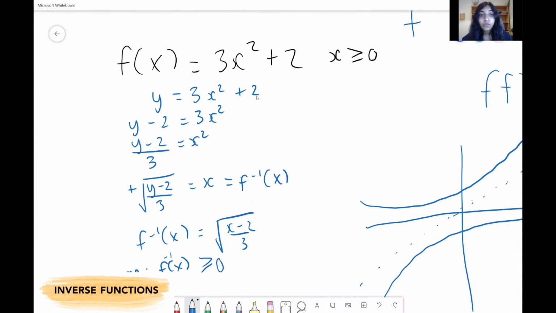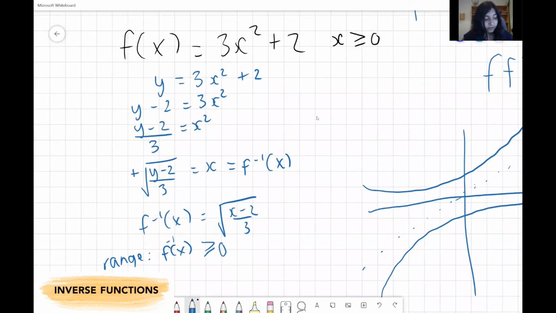So for this, what would the range of f of x be? If all the values of x have to be greater than or equal to 0, the smallest value of f(x) that you'd get would be if x is 0, so it would just be 2. And then as you increase values for x, your range would increase. So the range of f(x) is values of f(x) which are greater than or equal to 2.